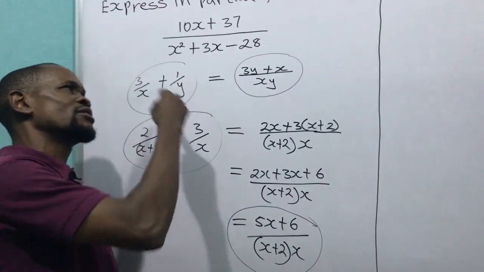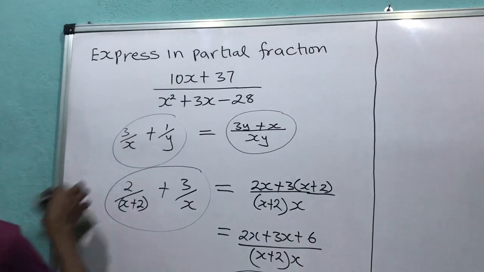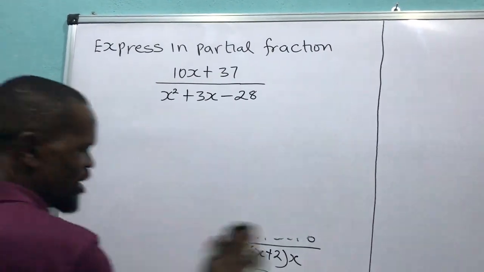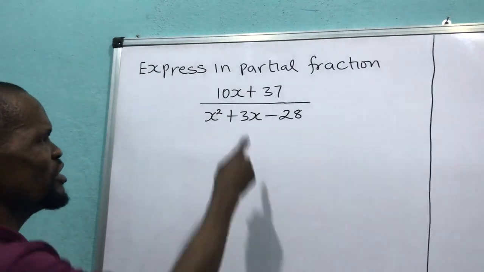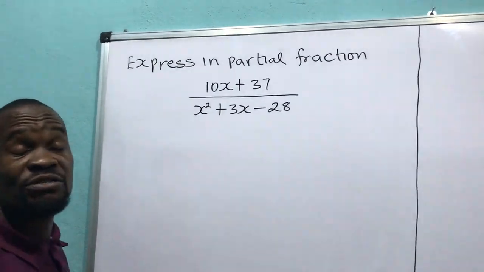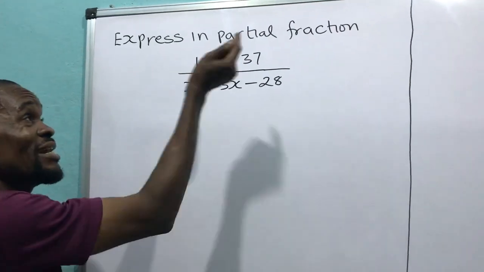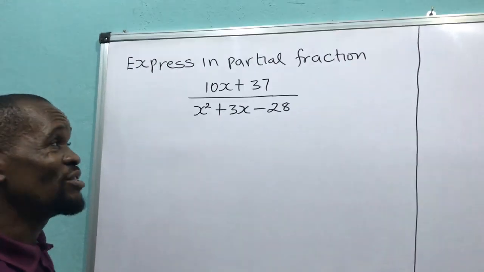Then back to the question they gave us. Let's go to the question. From this, we have arrived at a knowledge of what we mean by partial fraction. So what they give me now is a compound fraction. We are asked to get the partial fractions that produce this compound fraction, and that's where we are headed.